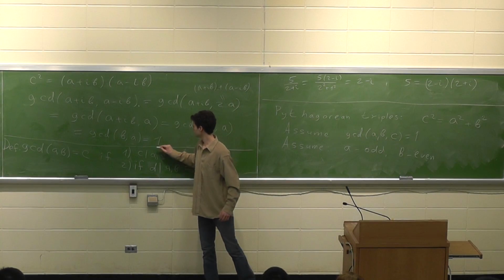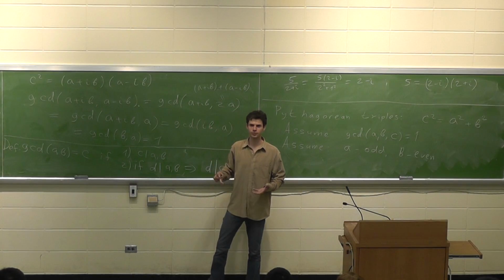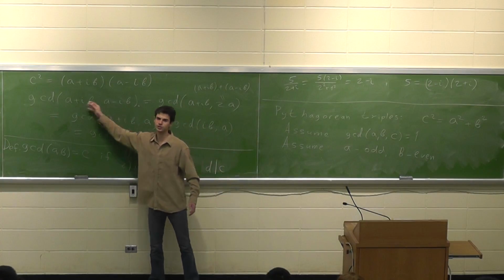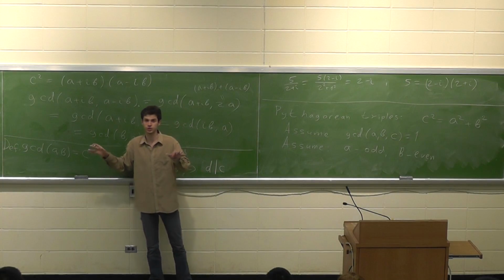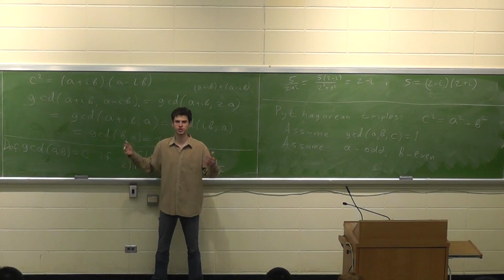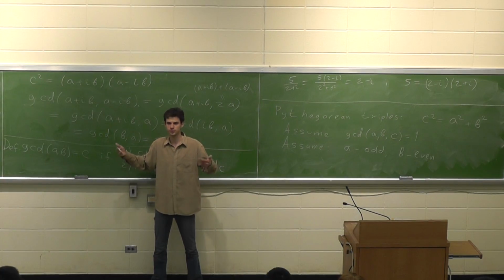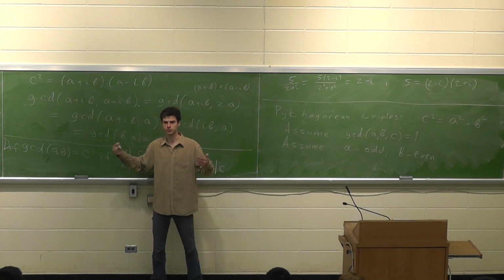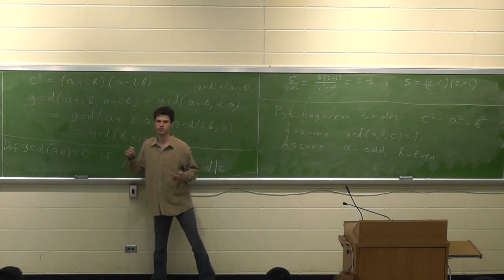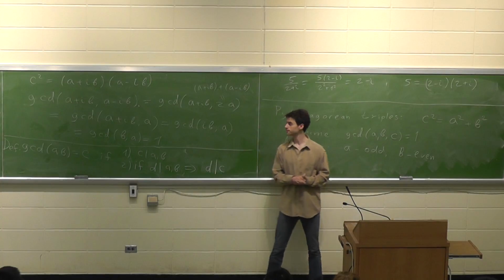And well, kind of procedurally, what we want from GCD is if we factor these two numbers as a product of things which cannot be factored any further, we just take all those which appear in both factorizations. So if you have something which appears in both factorizations, you include it into the GCD. So that's what we want.